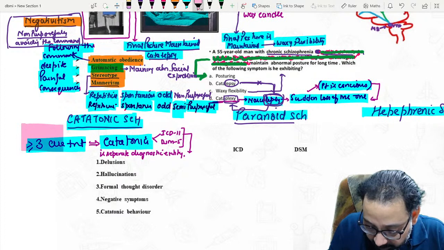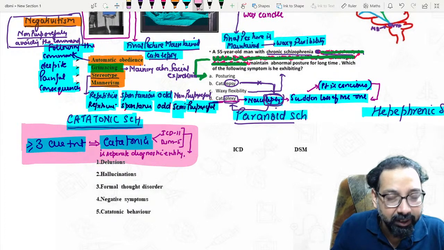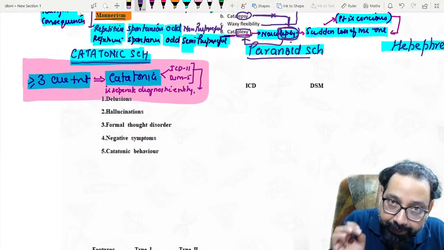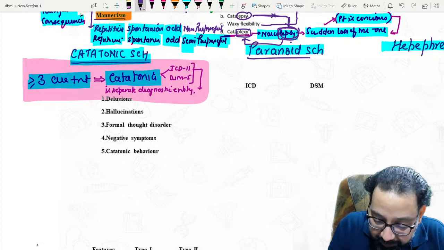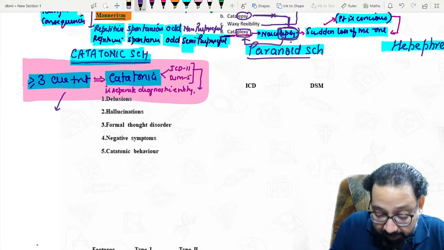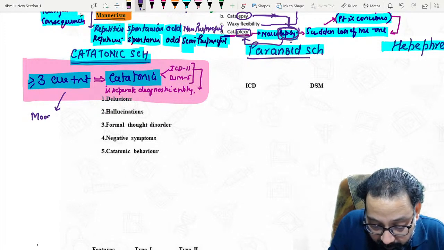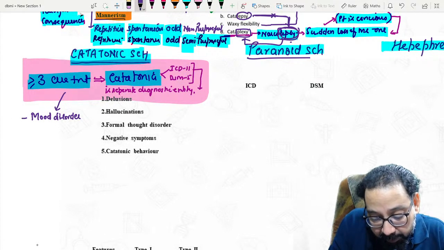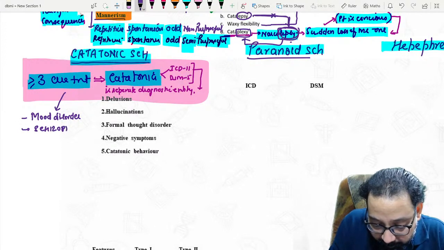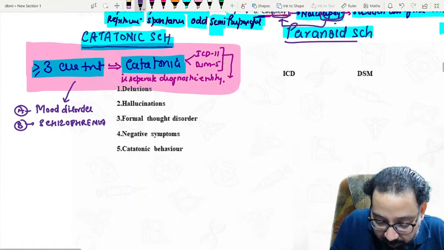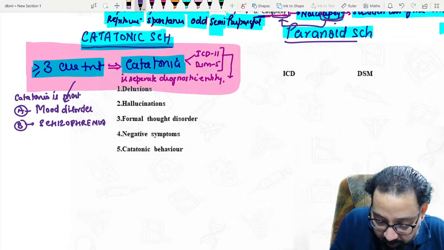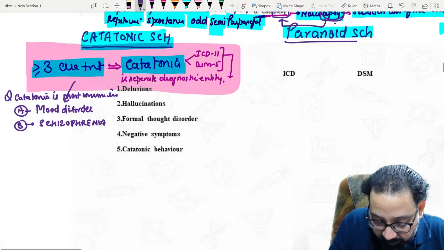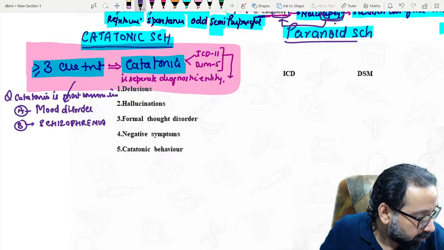Means any patient, it may be suffering from any disorder. What I said? A patient may be suffering from any disorder, but if in that patient you find three out of these symptoms, you will say the patient is diagnosed with catatonia. So catatonia may be present in mood disorder, may be present in schizophrenia. Option A, option B. Catatonia is most commonly present in, catatonia is most common in. What is the answer? Option A or option B? Okay.